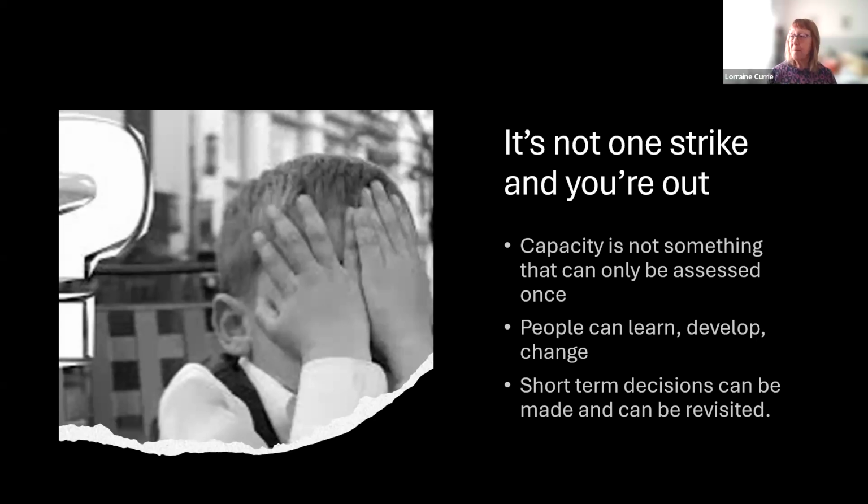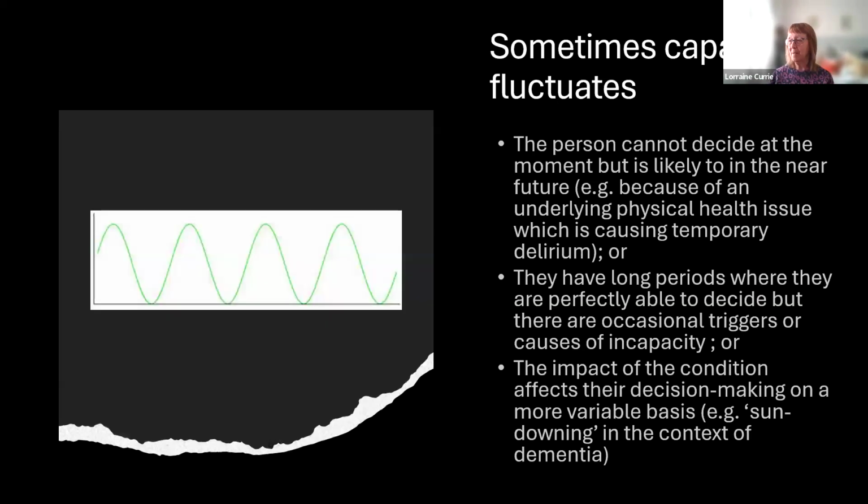Okay, so moving on. With mental capacity assessments, it's not something that we only do once. We don't assess somebody once and say, that's it, you lack capacity for that decision, game over. People can learn, develop, and change, and short-term decisions can be made in the short term and then revisited. We don't need to say that's it forever. There are lots of things we can do to support people where we found them lacking capacity, programs of support, which when we then test again, find that they've gained capacity.